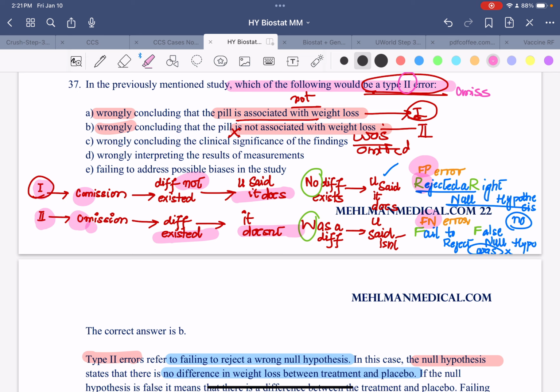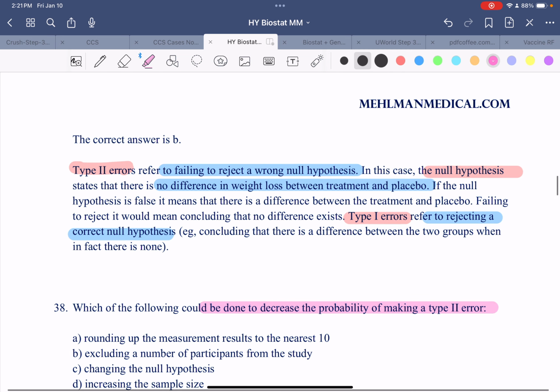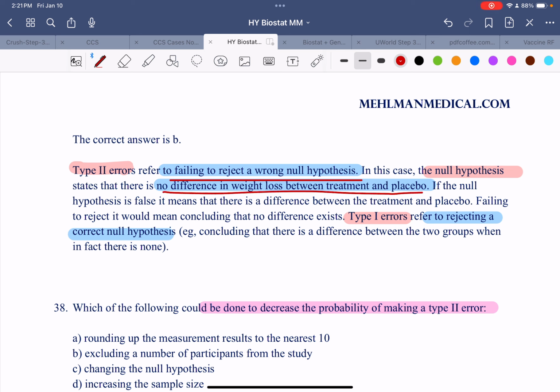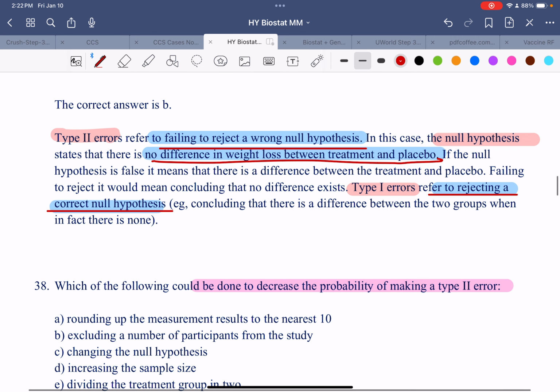And remember, type 1 with R, you rejected a right null hypothesis, whereas for type 2, remember F, you failed to reject a false null hypothesis. Okay, so failing to reject a false null hypothesis is type 2 error, right? So in this case, you already know the null hypothesis is that there is no difference in weight loss between the treatment and the placebo. And rejecting a correct or right null hypothesis is known as type 1 error. Remember the R, right? Concluding that there is a difference when actually there was no difference.